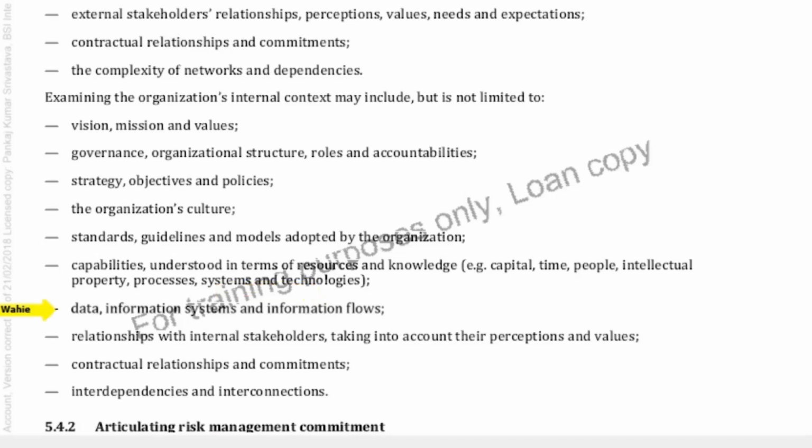Then the next issue is an internal issue related to data, information systems, and information flow. How are you managing the confidentiality and integrity of data? How are you looking at data as an asset? How are you classifying data? What are your information systems? How secure are the information systems? What are your information flow diagrams? How is the information flowing? Are the risks in information flow being considered? All these are internal issues.